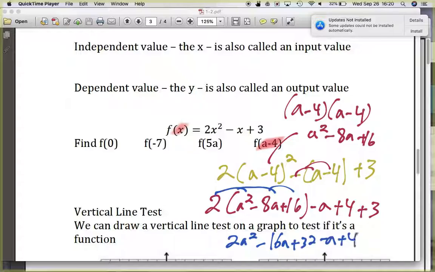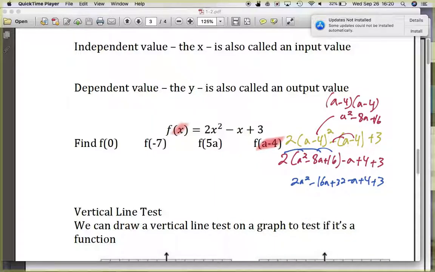Minus a plus 4 plus 3. So I'm going to take a second and shrink all this stuff. Give you a moment to catch up if you're behind. And by behind, I mean you write slower than me, so once again, work at your own pace. Pause, shut me up, whatever you have to do.